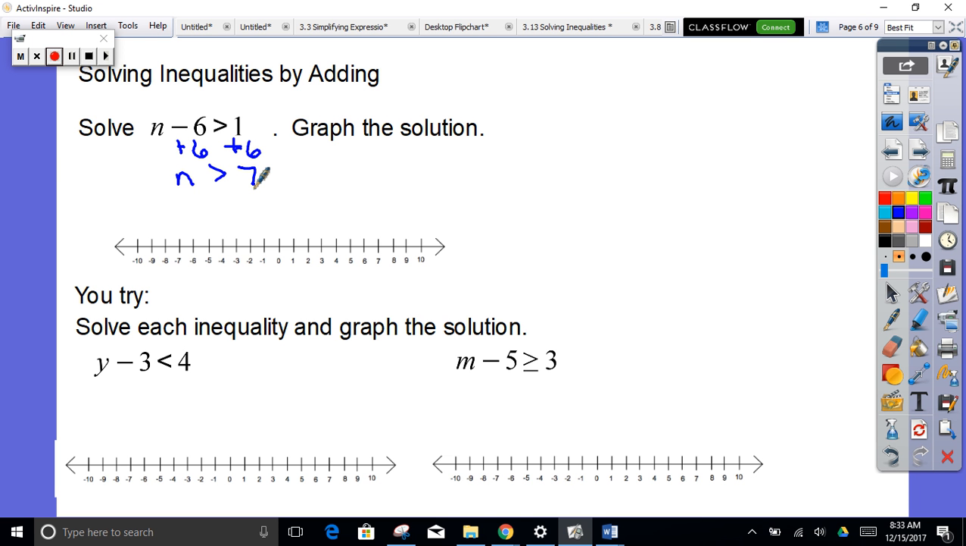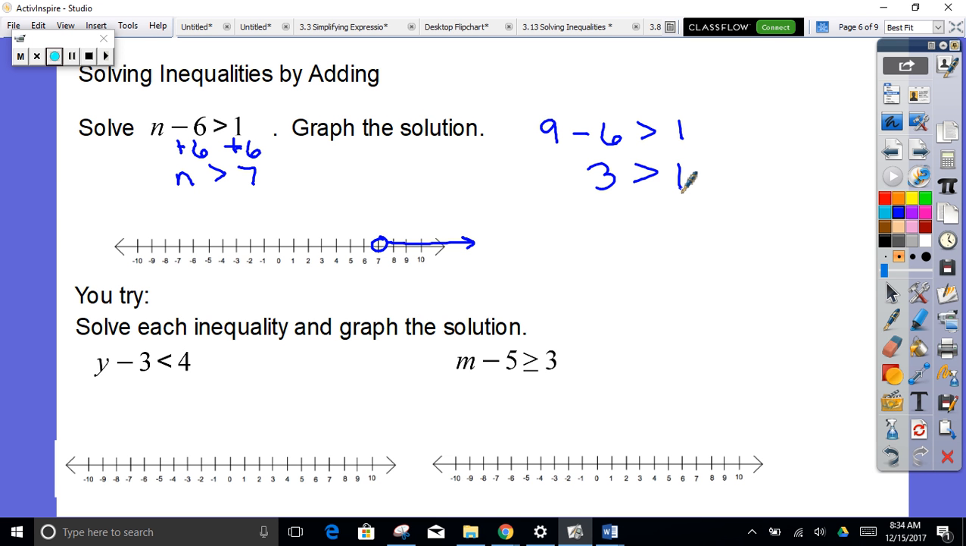And then you're going to graph your solutions. You get a little more practice doing this. So greater than, there's no equals there, so we're going to use an open circle. Our arrow is going to go to the right. So any number that's greater than 7 would make that inequality true. So let's pick a number that's greater than 7. Let's pick 9. So let's take 9 minus 6 and see if that's greater than 1. 9 minus 6 is 3, and 3 is greater than 1.